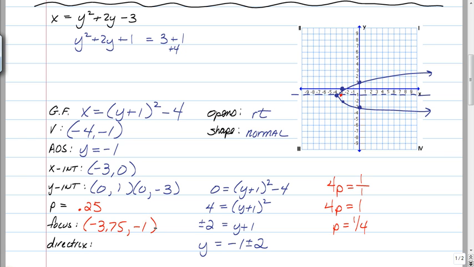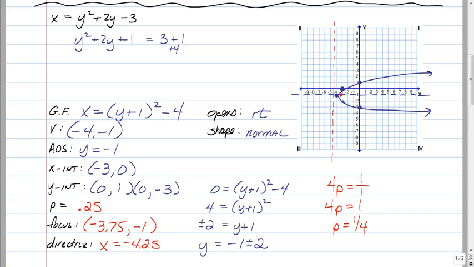Now your directrix is always perpendicular to the axis of symmetry. So now it's x equals. What number is that? You are going to go to the left of your vertex, which means you are going to subtract 0.25 from x. So that's a negative 4.25. It is a vertical line because it must be perpendicular to your axis of symmetry. And now you are done with your first sideways parabola.